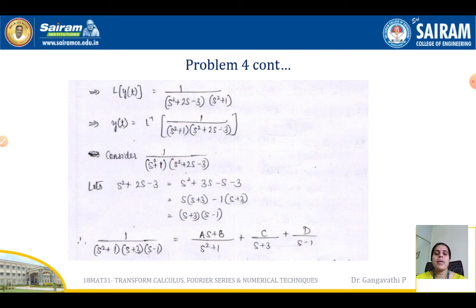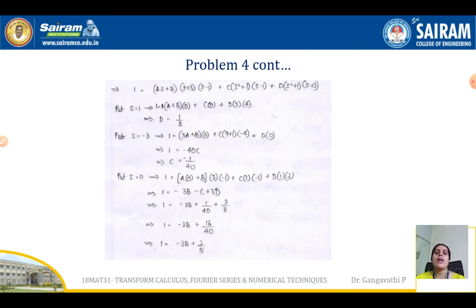The next step is to take the LCM and form an equation. So this is the equation we get, and now put a suitable value for s. In such a way we get the values of the unknowns. So when s is equal to 1, d is 1 by 8. When s is equal to minus 3, substitute s equal to minus 3 in this equation, and we get the value of c as minus 1 by 40.